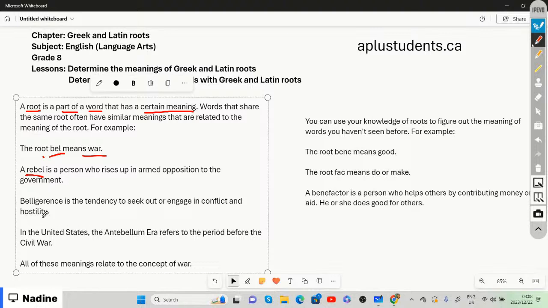And then we have belligerence. Belligerence is the tendency to seek out or engage in conflict and hostility, right? Which means that you're constantly seeking conflict or hostility. There's always constant fights, arguments. It's like you have the tendency of constantly seeking that. And there we also have the word bell in it, right?